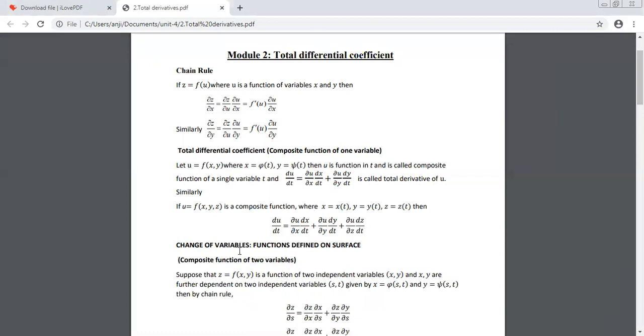Now, change of variables. Functions defined on surface.